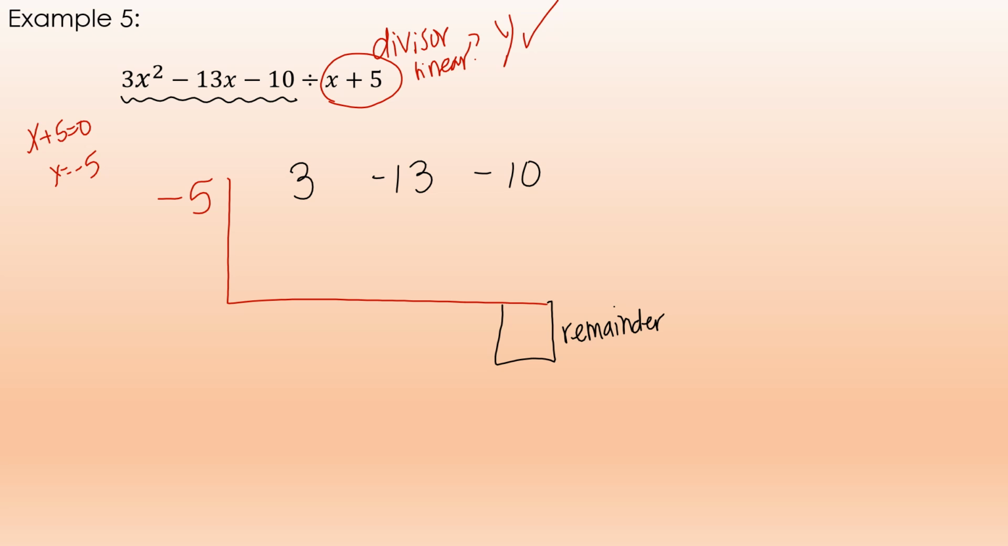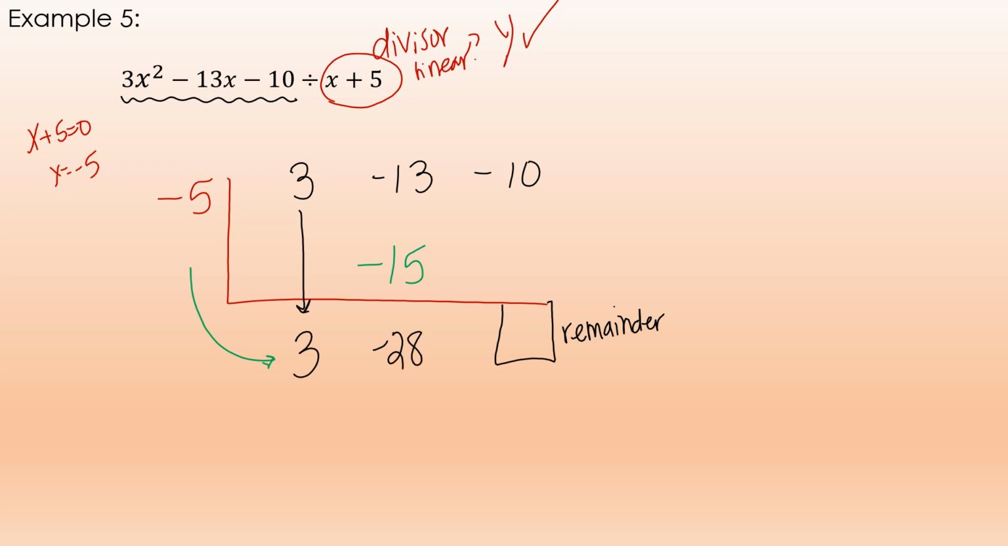Okay, so there's our setup. We're good to go. We are always going to bring down the very first term, bring down that value, and now we are going to multiply the outsides. Negative 5 multiplied by 3 is negative 15. And we'll add those two values together to give us a negative 28.